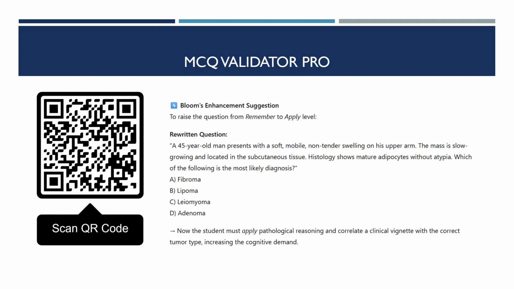Now this is where it gets interesting. In the fourth option, for Bloom's enhancement suggestion, the MCQ Validator Pro app will upgrade the question to a higher Bloom's taxonomy level, like it is done here. So this MCQ validator tool helps to ensure clarity of the stem and the lead-in, cognitive level alignment with the intended outcome, plausibility and homogeneity of the distractors, and it will ensure that there are no technical flaws in the question. So this is a systematic item validation that ensures fairness, reliability, and assessment validity.